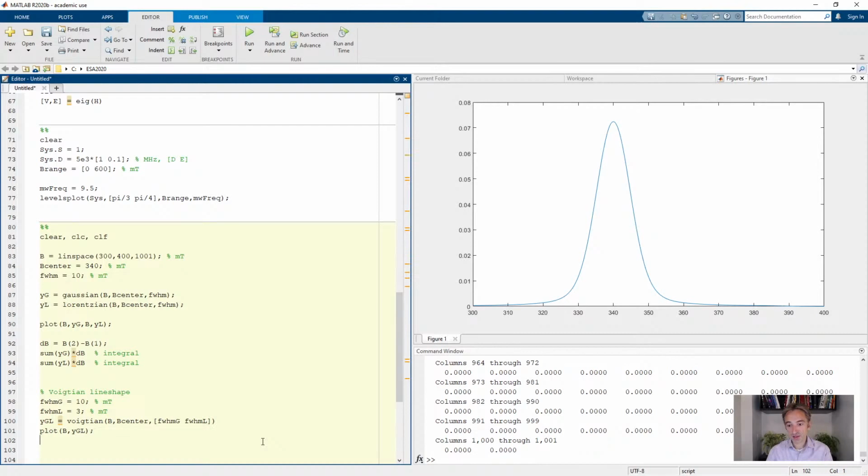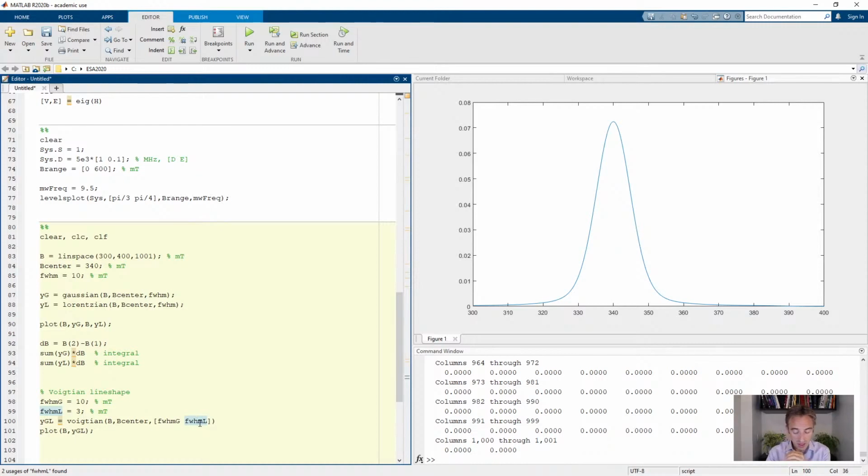Okay, and then we can just plot this, B and ygl. And you can see we have now an overlap. We have something that drops down very steeply, but has then some tailing like a Lorentzian. And the steep drop is due to the Gaussian. So this Voigtian line shape is what's being used in EasySpin if you supply both a Gaussian and a Lorentzian broadening. And it corresponds to a Gaussian convolution of a Lorentzian line shape or a Lorentzian convolution of a Gaussian line shape, depending on how you like to look at it.